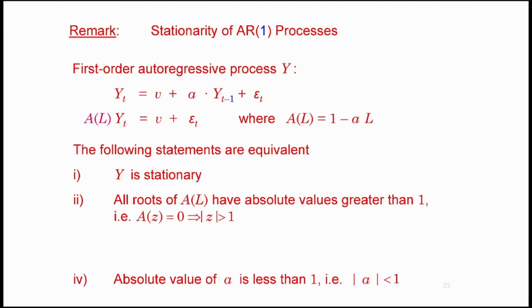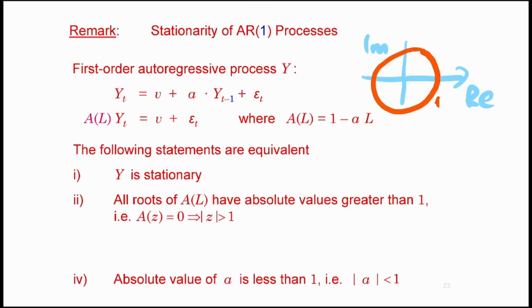You might remember this. Okay, so you have the complex plane, this is the real part of a number, and this is the imaginary part of a number, and here you have 1. So there is going to be a circle, okay, with the radius 1, and if you're outside of the circle regarding the roots, okay, just like that, then you have stationarity, and with every single root that must be the case. If you have a second order process, there are 2 roots in general.